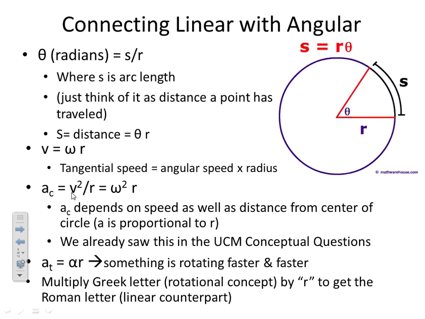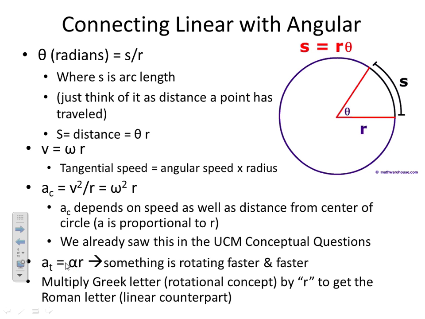Centripetal acceleration, we recall from uniform circular motion. Well, we can express that in terms of omega. And once again, we've got to have the R in there, or else it doesn't tell us about a specific spot. It would just be telling us about the angle. And then the tangential acceleration.